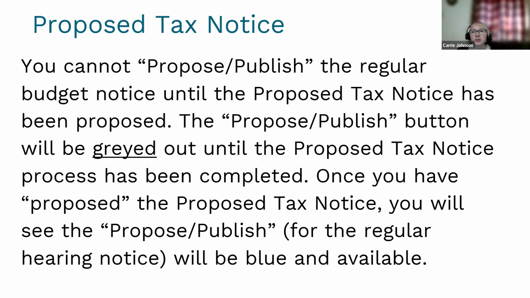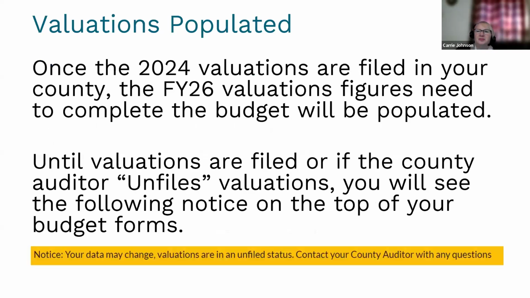So you can enter in all of that supplemental information, but you can't have that second hearing until after that first hearing has been completed. You can't propose and publish notice of that second hearing until after that first one's been done. So the system won't even let you propose your full budget hearing until after that first one's done. It'll gray it out for you, so you can't click on it, is what I'm saying.